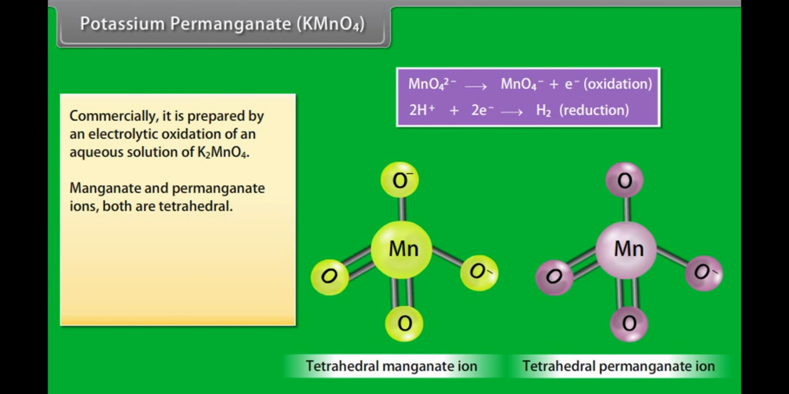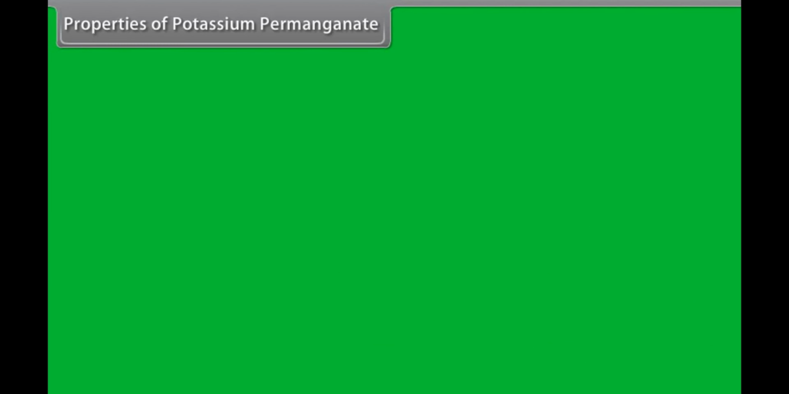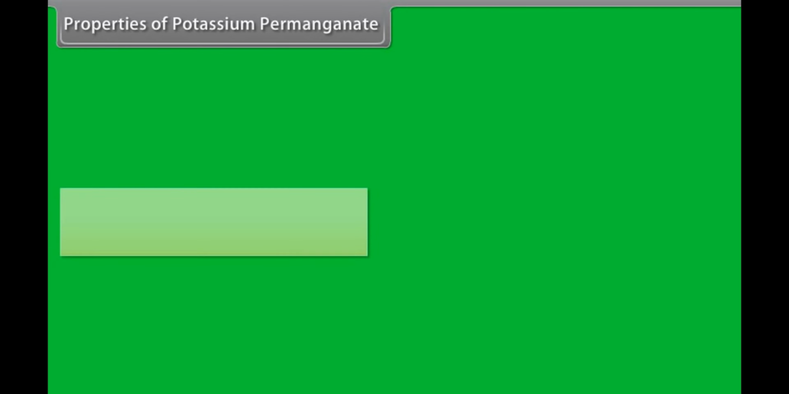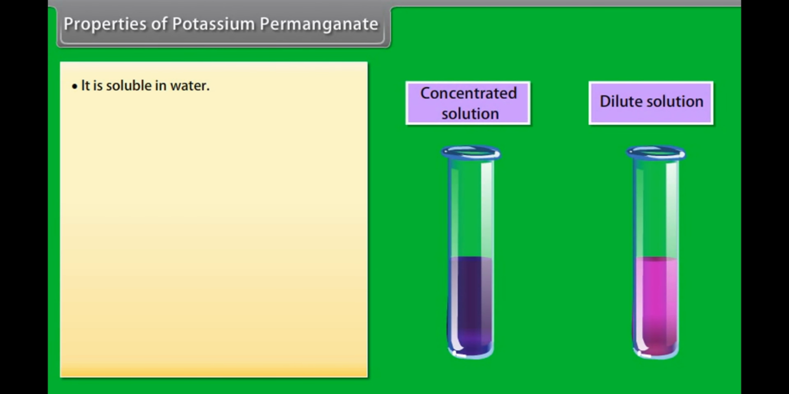Manganate and permanganate ions are both tetrahedral. Green manganate is paramagnetic with one unpaired electron, but purple permanganate is diamagnetic. Properties of potassium permanganate. Potassium permanganate is a purple-black colored crystalline solid with a melting point of 523 Kelvin. It is soluble in water.